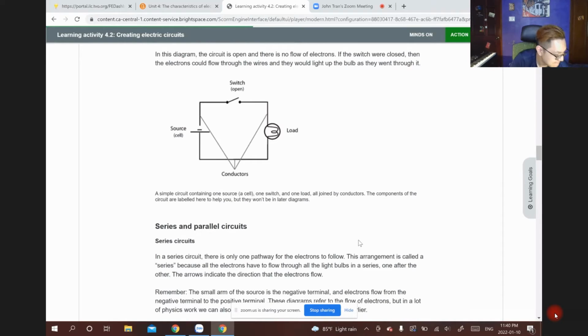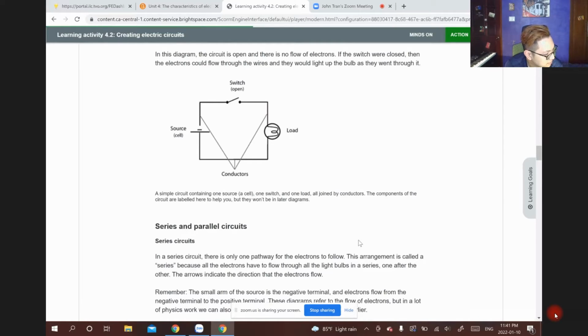Series and parallel circuits. Series circuit. In a series circuit, there is only one pathway for the electrons to follow. This arrangement is called a series because all the electrons have to flow through all the light bulbs in series, one after the other.